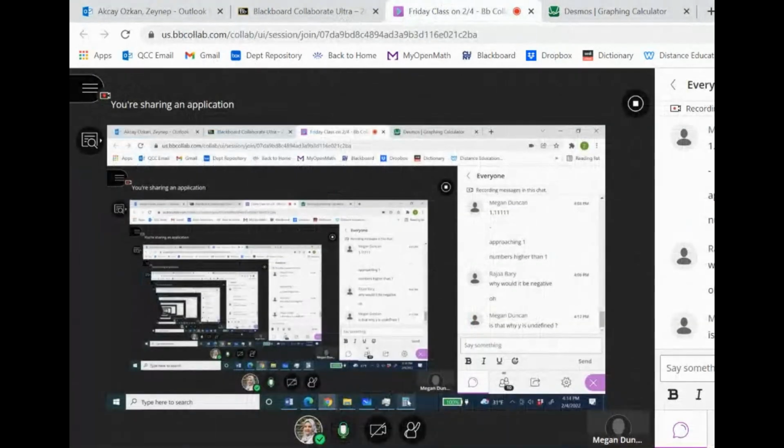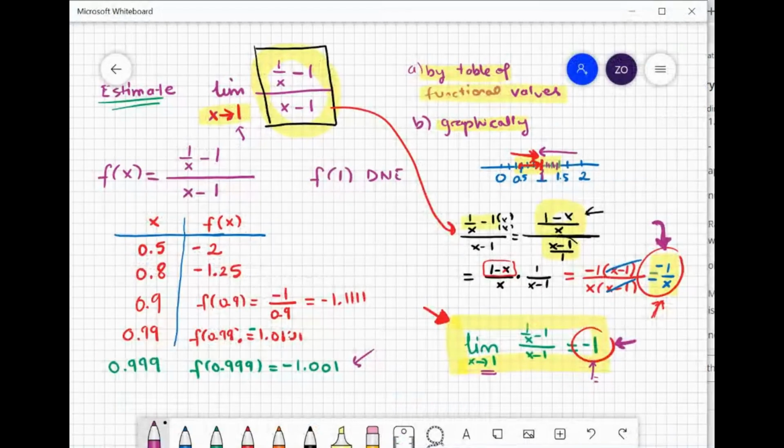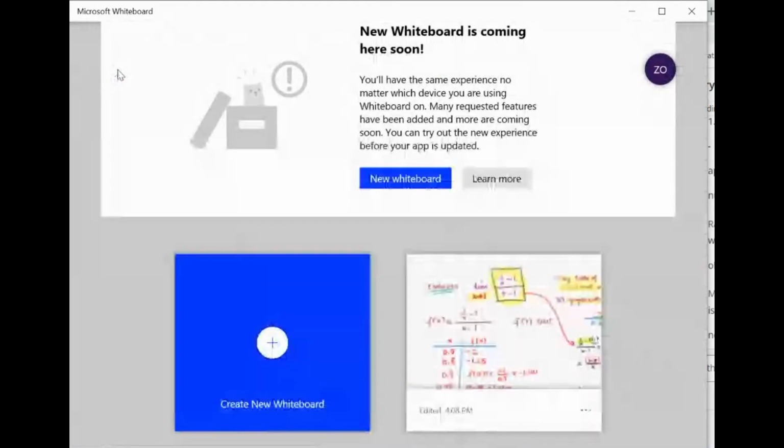So let's move on. Okay, good. On your open math, you will have some questions where you are asked to estimate the limits. What you can do is evaluate the function at nearby values like we did here, or you can just check graphically: graph the function and see what the limit is. Okay, so for those questions.